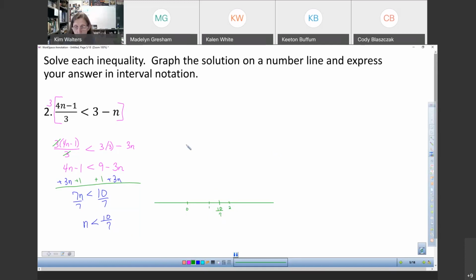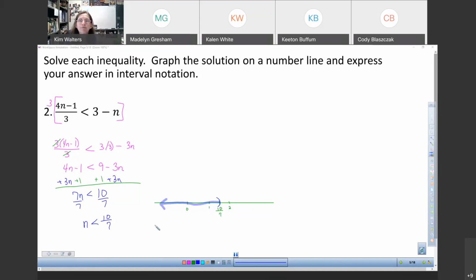So now I'm going to look at this and say, okay, it says n is less than 10/7. Which direction am I going to shade? Left or right? Left, exactly. And am I going to have a round or a square bracket with that left shaded? Round, exactly. So it's going to be round, pointing to the left, and then we're going to shade to the left. And so this is what my graph looks like. It said to graph.